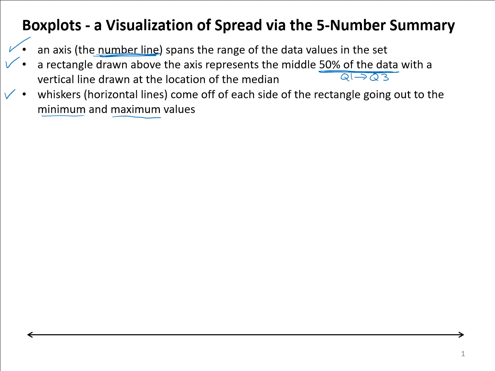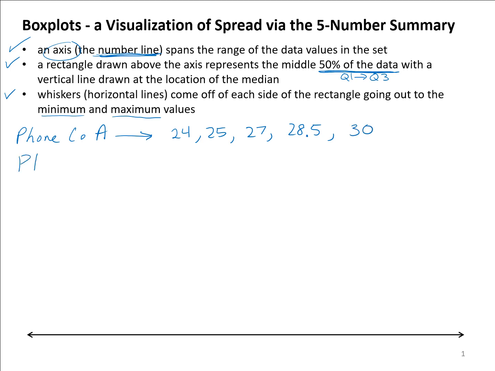Another good thing about box plots is that you can take similar data sets and, by graphing box plots next to each other using the same axis, you can very easily compare the spread of those two data sets. And since we had two data sets in the last example, phone company A and phone company B, phone company A had a five-number summary that was 24, 25, 27, 28.5, and 30.